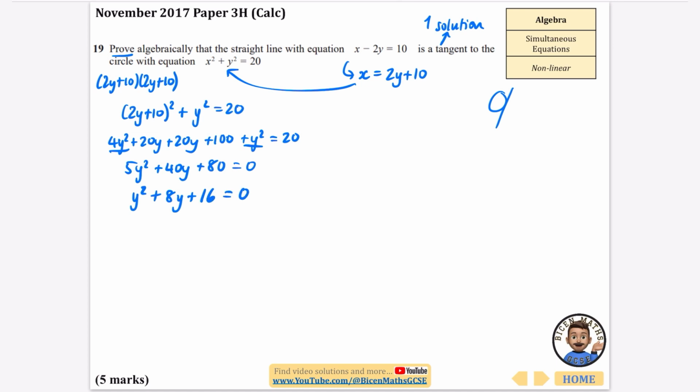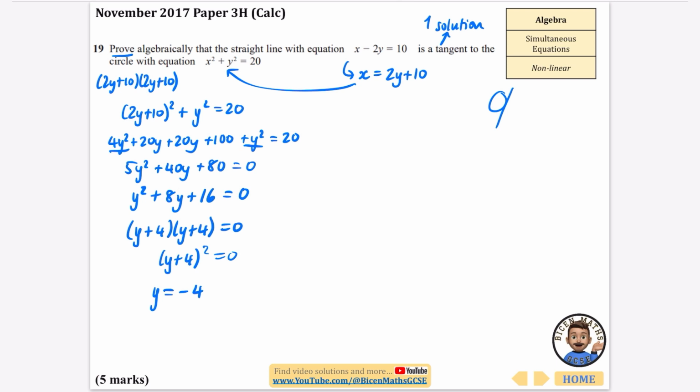Now, I'm hoping there's only going to be one solution, so this should factorize into a very special form, which is just going to be y plus 4, y plus 4, because 4 and 4 multiply to 16, and they add to 8. So the only solution that we could get is if y plus 4 squared equals 0, and the only solution is that y is equal to minus 4.